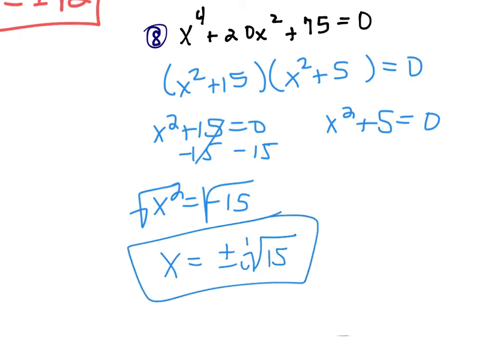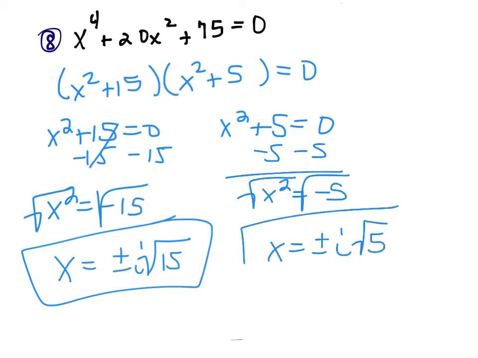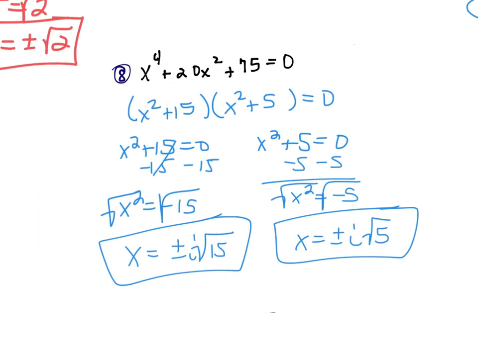It's imaginary because there's a negative underneath. Here I'm going to subtract 5 from both sides. So I get x squared equals negative 5. Take the square root and I get x equals plus or minus i root 5. So these both are imaginary solutions on each binomial, and there's two each. So there's 4 solutions and they all just happen to be imaginary.